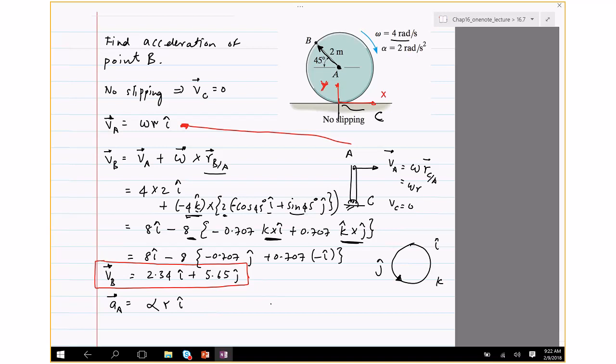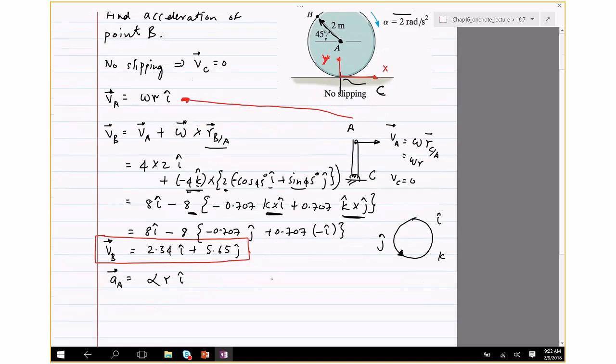So another way to think of this is, why isn't there a j component? Why is there only an i component? If there was a j component to the acceleration at A, then the disk would fly in the air because of the acceleration in the upward direction. But it doesn't fly in the air, it's still stuck to the ground. So the acceleration in the j direction is 0. So that's the acceleration of A.